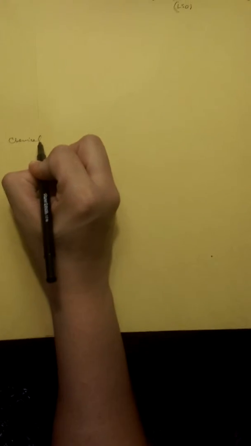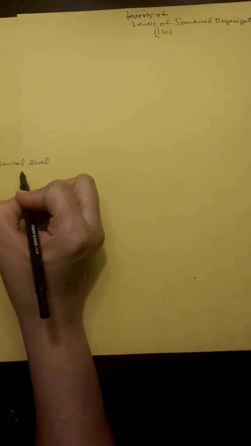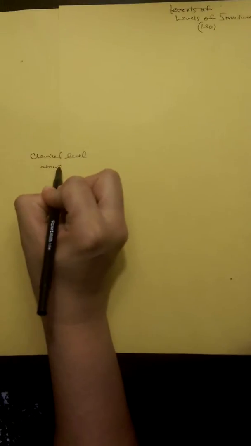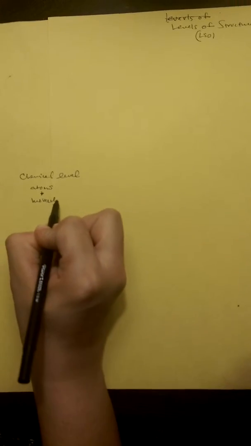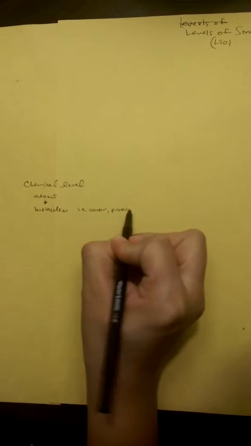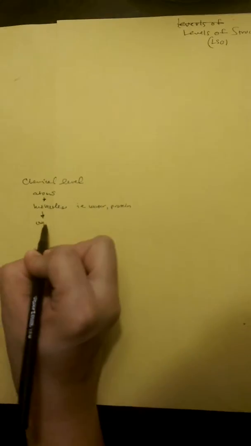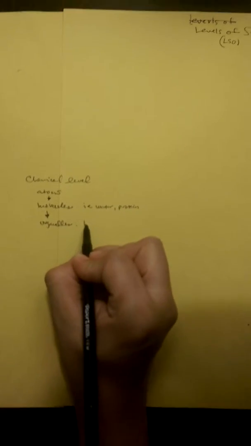So the chemical level is actually the simplest. It's the smallest level. Okay. So in that chemical level, we have atoms, and those atoms come together to form molecules. And those molecules are, for example, water and protein. Okay, so those molecules come together to form organelles. And organelles are the basic components of microscopic cells.